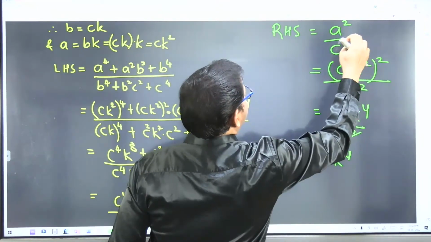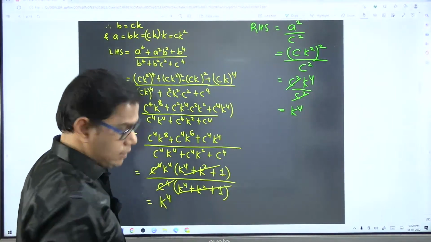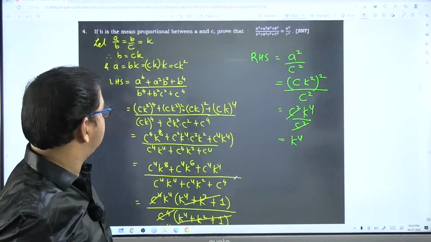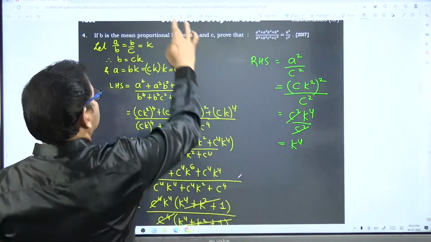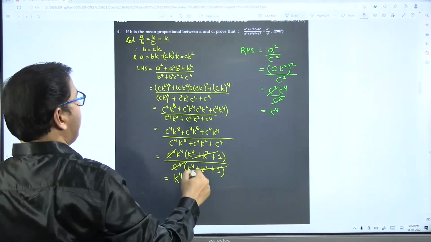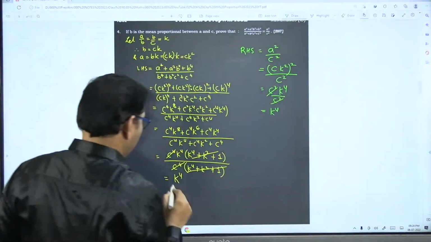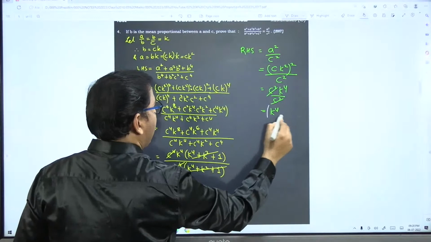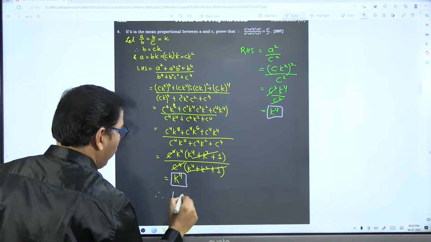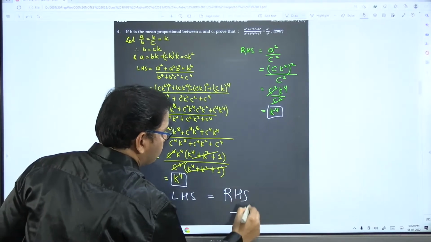Can I say LHS is equal to RHS? Let me know. Can I say now LHS is equal to RHS? Yes, definitely yes. Why? क्योंकि मुझे LHS मिला k raised to 4 and RHS is also k raised to 4. Therefore, LHS is equal to RHS. Hence proved.